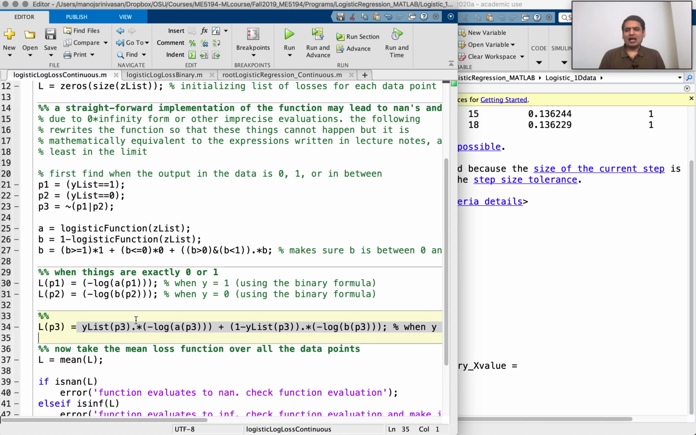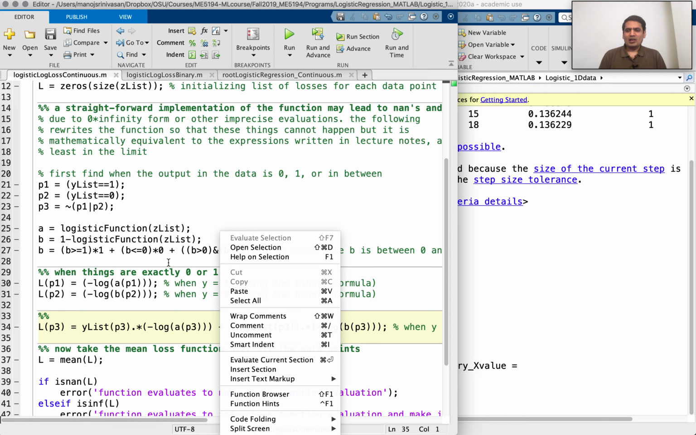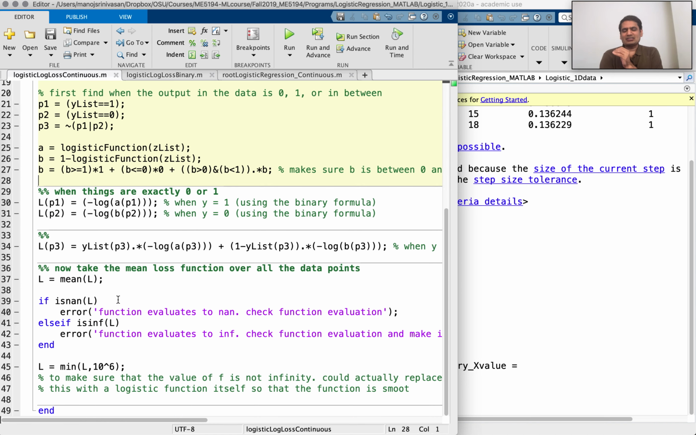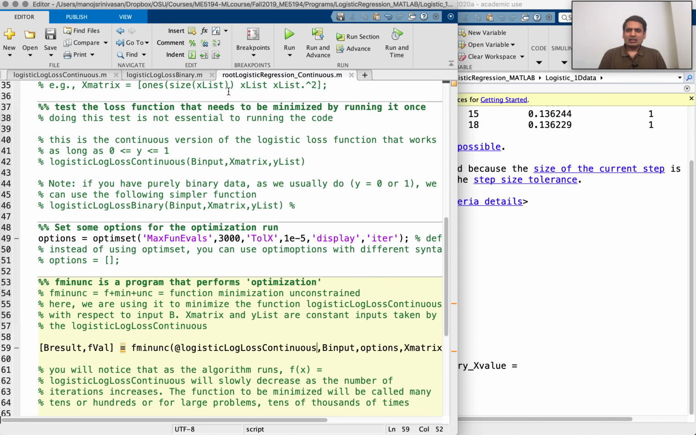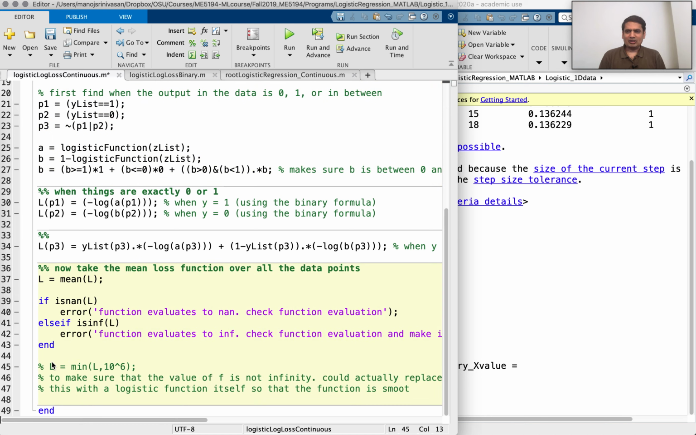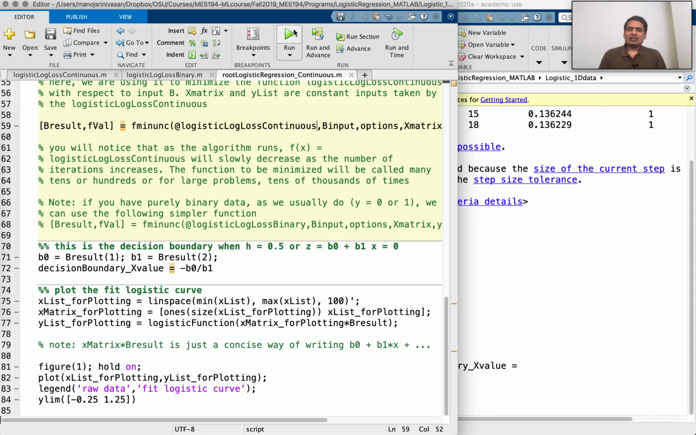And this is just a direct copy of that expression. And this works when the value of the output is between 0 and 1. So we sort of separately compute these loss functions for each data point, depending on whether it's 1 or 0 or between 0 and 1, and then take the mean of all the losses. Okay. So that's what we're going to use. And then there is this additional line. Let me just comment that out. There's an if-then statement here, which I'm going to ignore for a moment. And let me just run this thing and we'll see what we get.